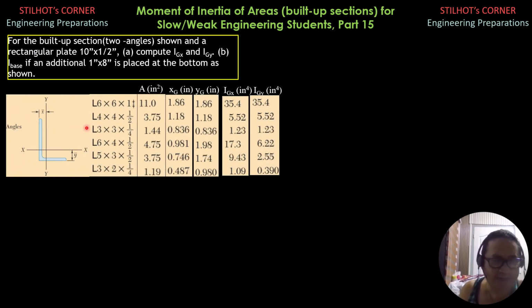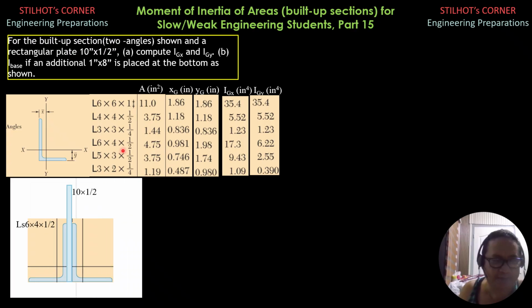So we have here a list of tables of angles. This is not complete, but the angles here are 2 6 by 4 by 1/2. So these are the two angles. Then this additional 10 by 1/2 inch plate.